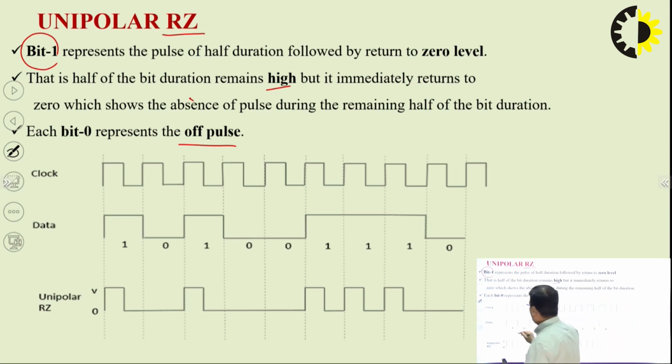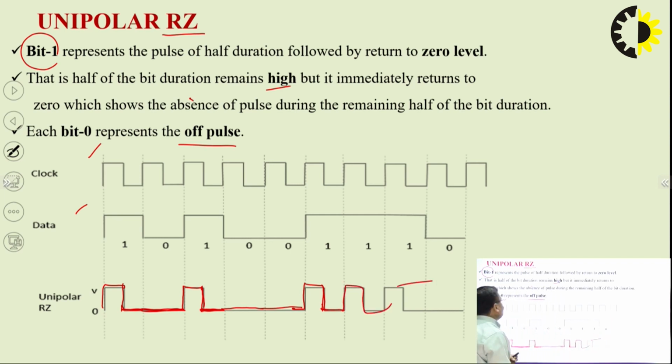So again here our clock, generalized clock, this is our data. I am taking this data randomly here. Now unipolar RZ. So what I told you, in 1, for half duration it goes high. After the half duration it returns to 0, and for the remaining half it remains 0, off pulse. For 0, our pulse will be off, 0. Again 1 is there, so for half duration it will be 1. Again after the half it returns to 0, and for the remaining half it will be off. For 0 it will be in off condition. Again 1, for first half it will be 1, for second half it immediately returns to 0, and pulse will be in off condition. Again this one, and simple.